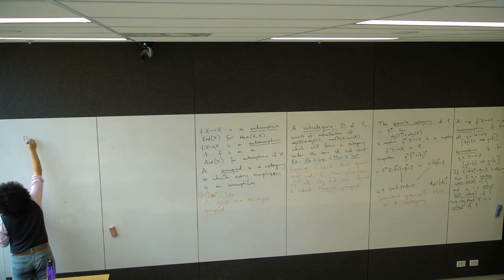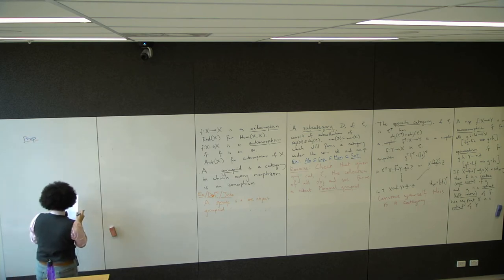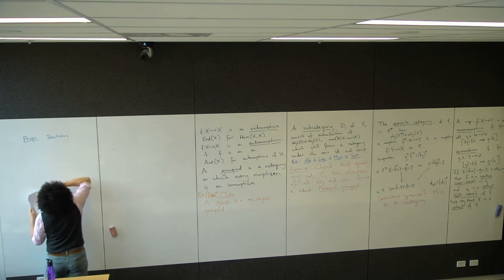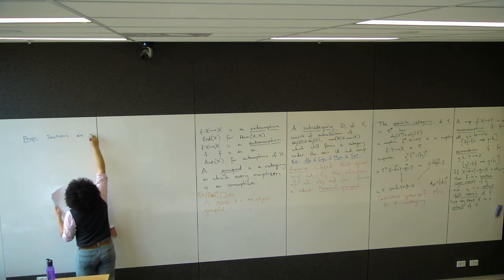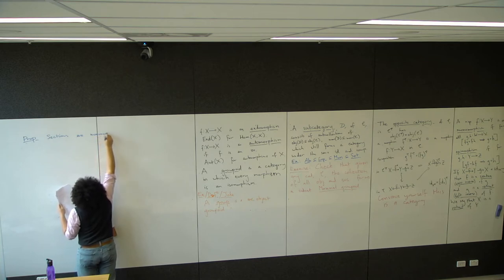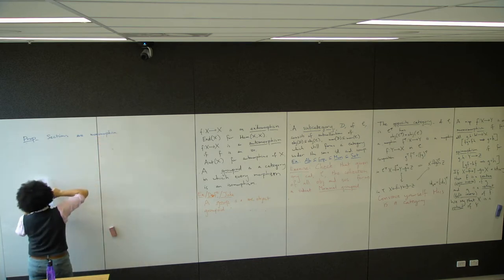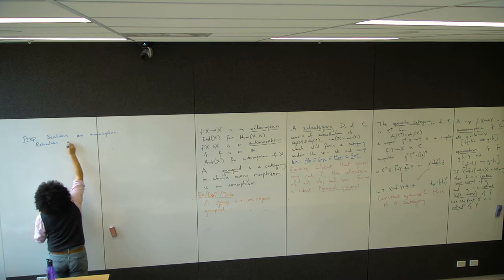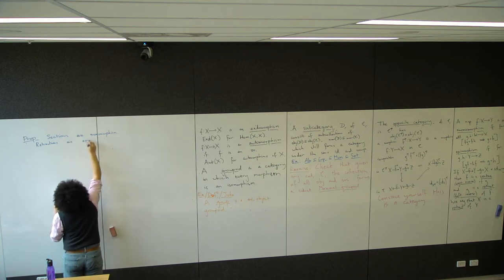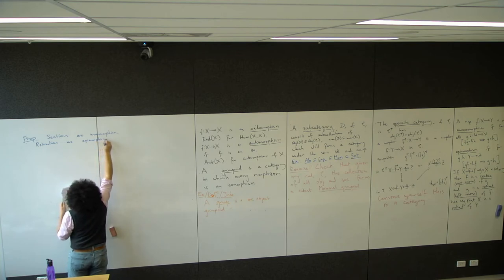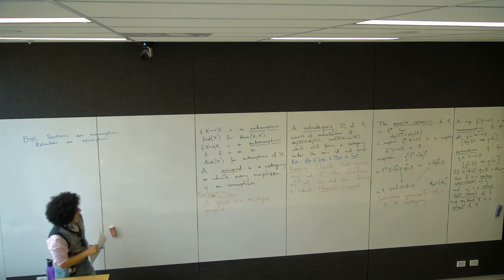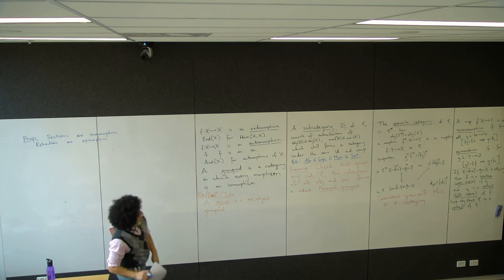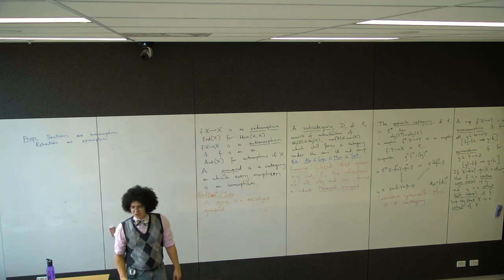All right. So, a proposition. Sections are monomorphisms, retractions are epimorphisms. And the point is that they actually carry more information than just saying that something is epi or mono. And yes, we'll shorten monomorphism to mono and epimorphism to epi.